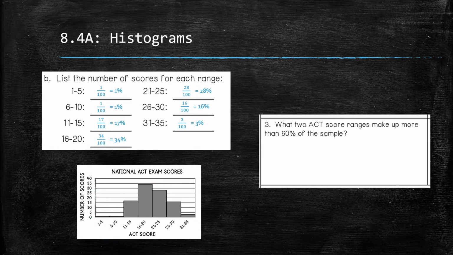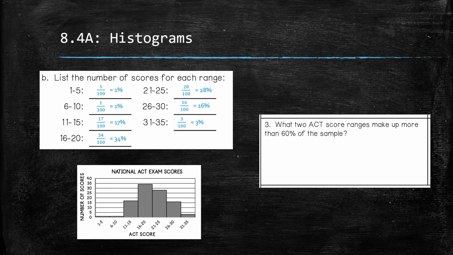So let's pull over our data. What two ACT score ranges make up more than 60% of the sample? When I'm looking at my data, I'm going to start with the big ones, 34 and 28. And when I add those up, that becomes greater than 60. So the ACT score ranges are 16 to 20 and 21 to 25.